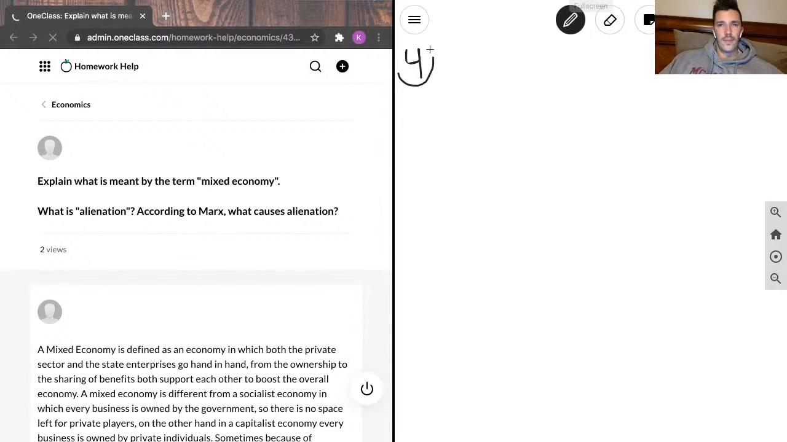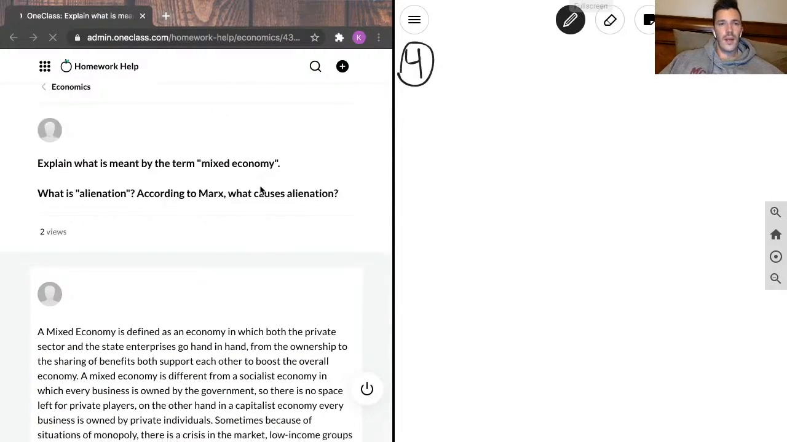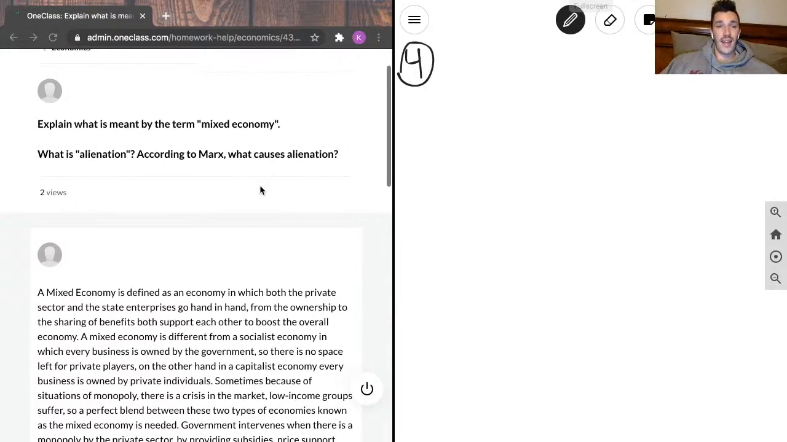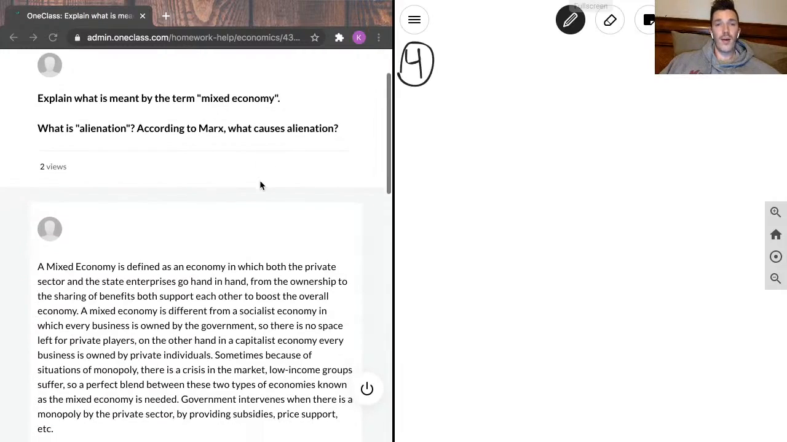Question 4. Explain what is meant by the term mixed economy and what is alienation. According to Marx, what causes alienation?